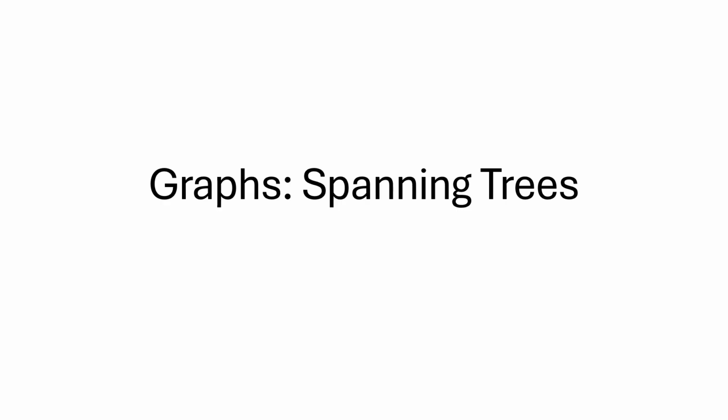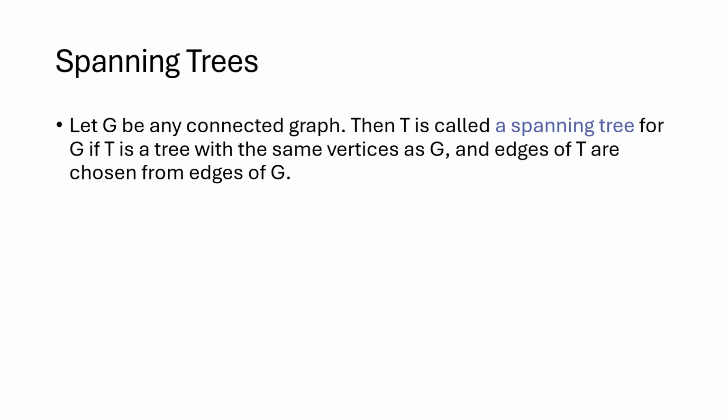In this video, we will talk about spanning trees. So let's start with the definition. What is a spanning tree? Imagine we have a graph G that is connected. So it has some nodes and it's connected, which means that for every two nodes that you pick, there is at least one path between them.